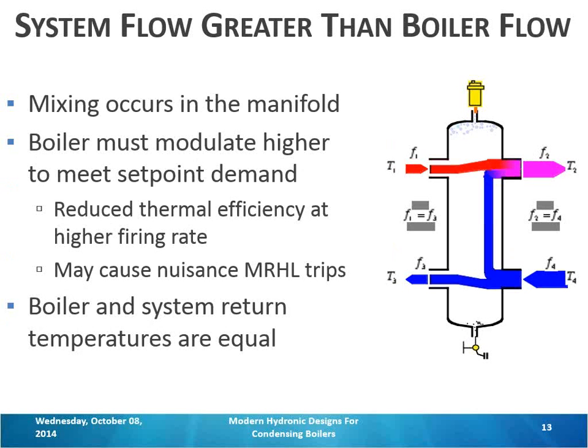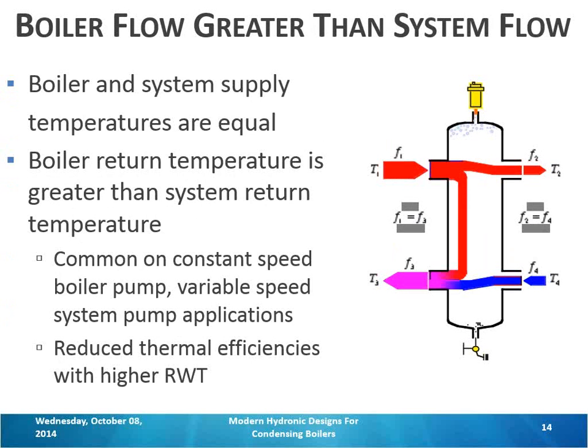The third is by far the most common. And that is where your boiler GPM is higher than your system GPM. And the reason why this is the most common is our system pump is usually variable speed in most modern systems today. But what are our boiler pumps? Almost always, right? They're almost always constant speed. That's not always the case. But in the majority of systems that we see, and I'm sure that you see, those pumps don't turn down.